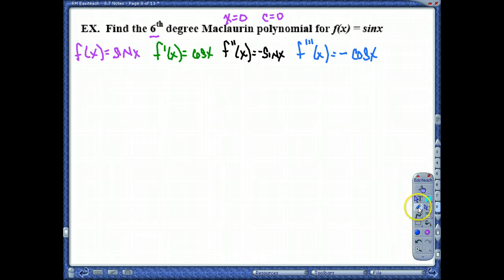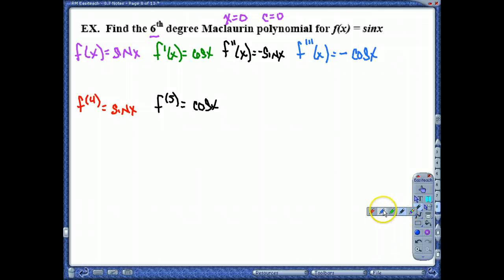Okay, I'm going to go down to the next line because we're running out of room fast. The fourth derivative, we just keep going, so that's going to be sine. The fifth is going to be cosine. Oh, weird. Look at that. We match up. How interesting. My sixth derivative, and hallelujah, my last one, negative sine. So I've got all of those derivatives.